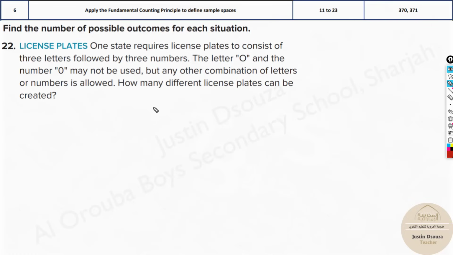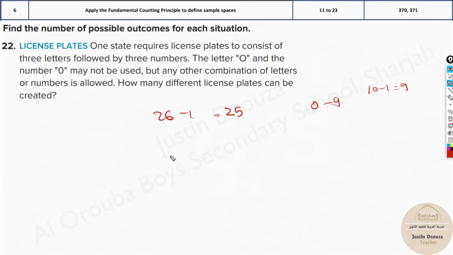So total letters in the English language is 26. But they cannot use O. So A to Z, but O is excluded. So minus 1, it's 25 here. Same thing with numbers, 0 to 9. There are 10 numbers. But here we have to exclude 0. So 10 minus 1 will be 9. Why is it 10 numbers? Because 0 is also included. 0, 1, 2, 3, 4, 5, right? It will be 10 minus 1.